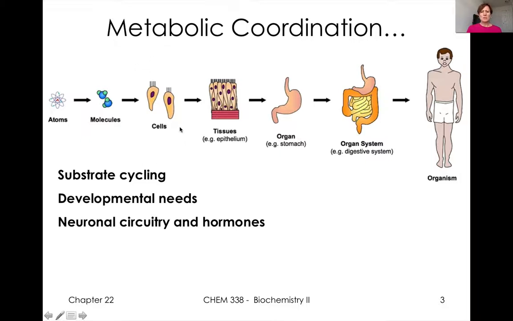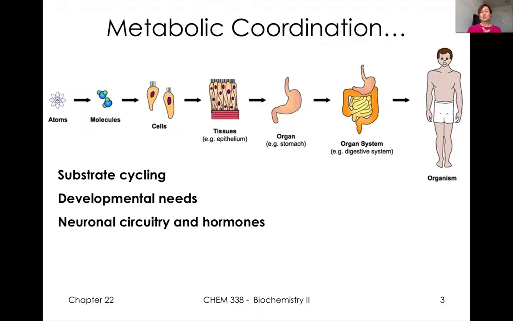But again, we have to remember that these cells are part of a large tissue, which is likely part of an organ and part of an organ system, and then in the mammalian system, obviously part of a larger organism. So some concepts that we'll touch on in our activity, but won't spend a lot of time on, is this concept of substrate cycling. So again, the idea of breaking down lipids and recycling lipids or things like that.